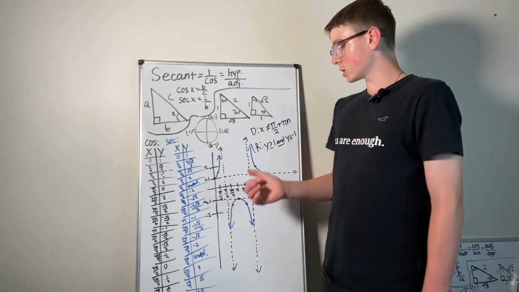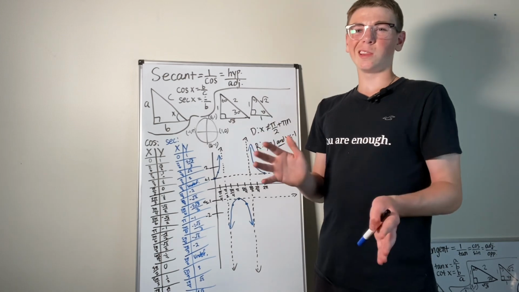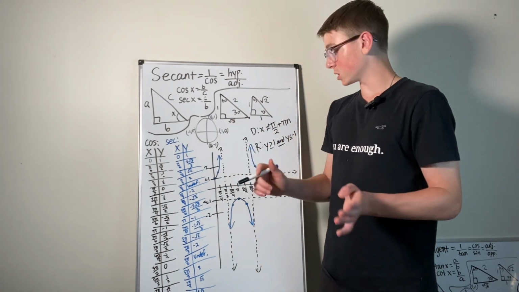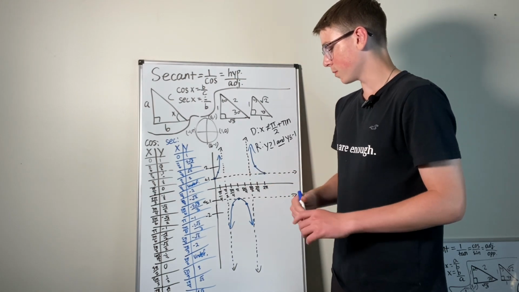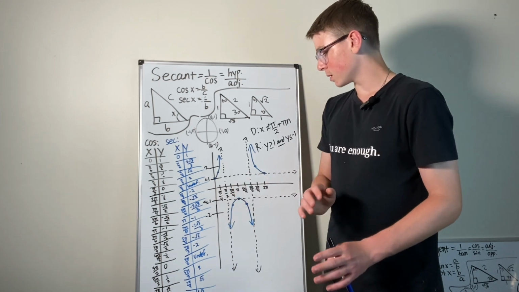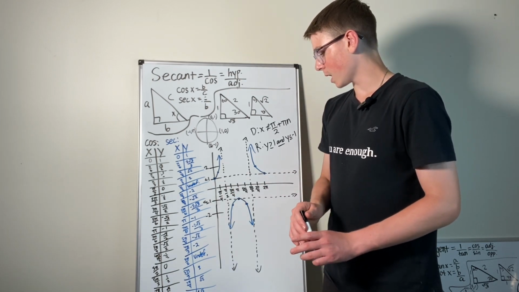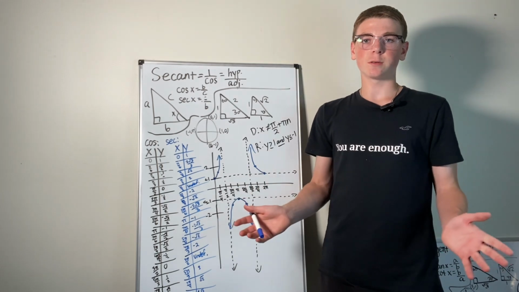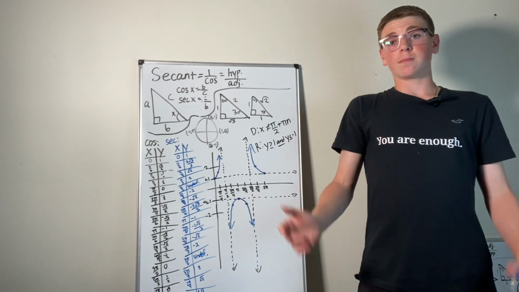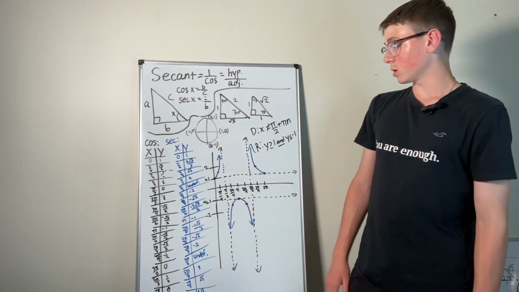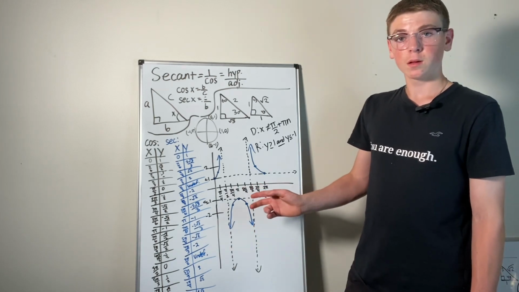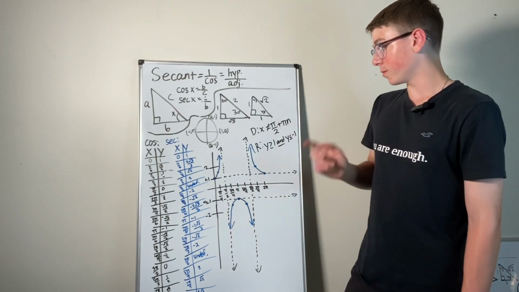So it looks like cosecant, but it's just shifted over pi over 2. Because remember, at pi over 2 to the left, it would look like that. It's shifted by pi over 2. So it looks the same, really, but it's just a little shift. At pi, we'll have -1. At 0, we'll have 1. At 2 pi, we'll have 1 again.